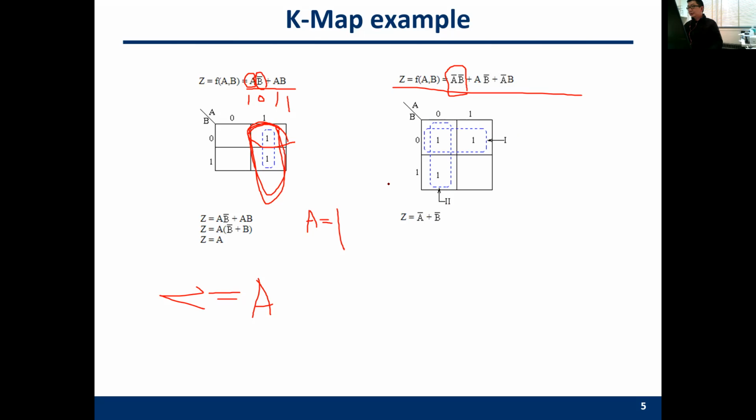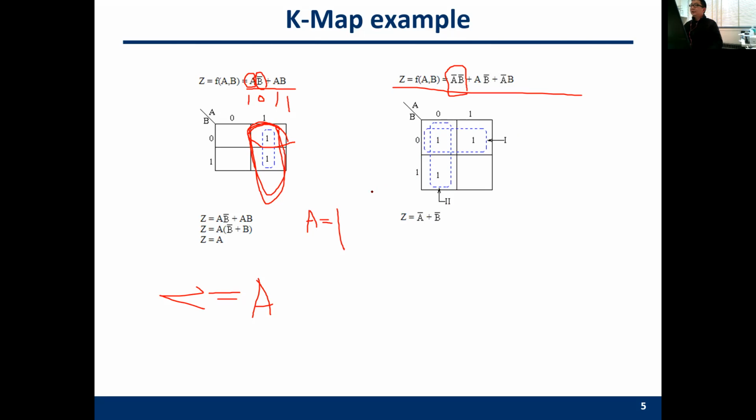So how to draw a large circle to cover these 3? We cannot draw a large circle to cover these 3. Each large circle can only cover 2 to n ones. What's 2 to n ones? 1 is 2 to 0. So we can draw a small circle here.